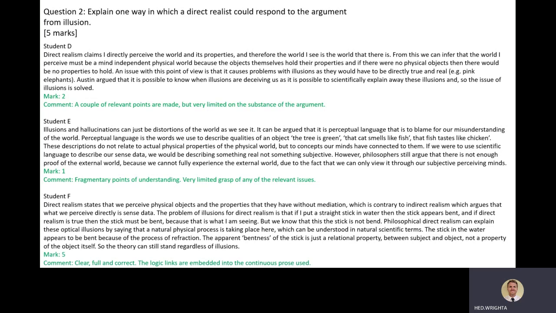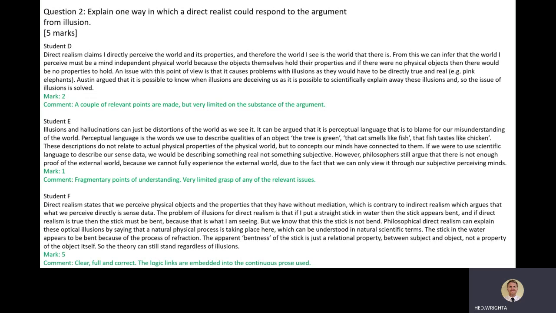Okay, they tell me what direct realism is. They're really clear with the problem of illusion. The problem of illusions for direct realism is that if I put a straight stick in water, then the stick appears bent. And if direct realism is true, then the stick must be bent, because that's what I'm seeing. Compare that to student D. An issue with this point of view is that it causes problems of illusions, as they would have to be directly true and real, e.g. pink elephants. You can see the difference between explanation of the problem of illusion.